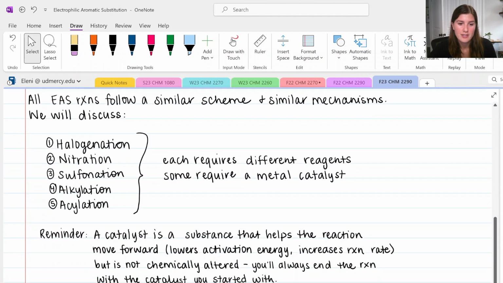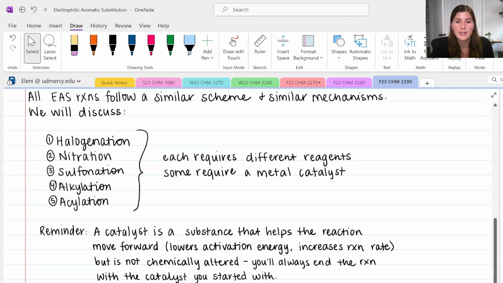Now, I have a reminder here, just to remind ourselves what a catalyst is, what it's used for. It is a substance that helps the reaction move forward, and it does this by lowering the activation energy for the rate determining step, which in turn increases the reaction rate. So catalysts help the reaction move forward, but they are not chemically altered by the reaction. They are not chemically involved in the reaction. So you always end up at the end of the reaction with the catalyst that you started with. And then that can be reused in a subsequent mechanism.